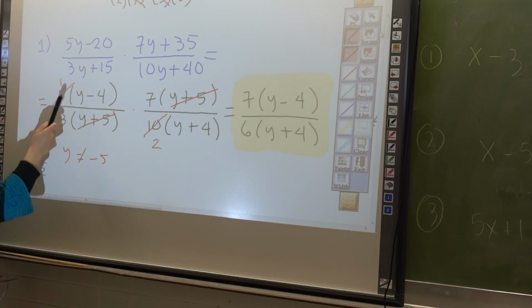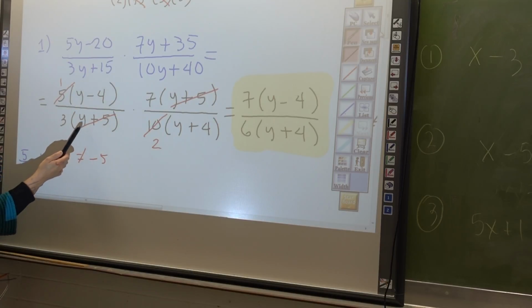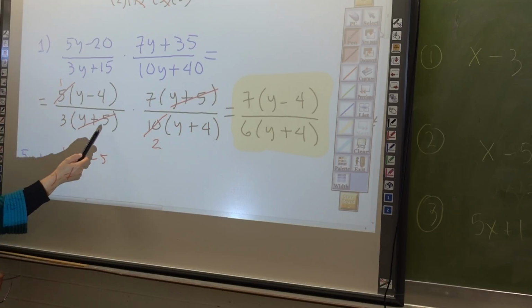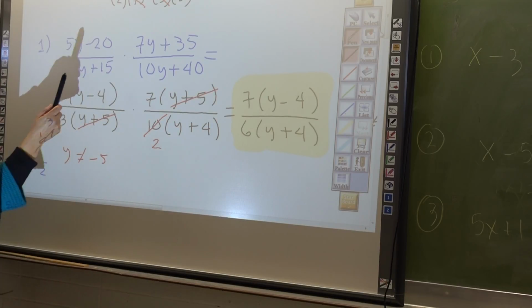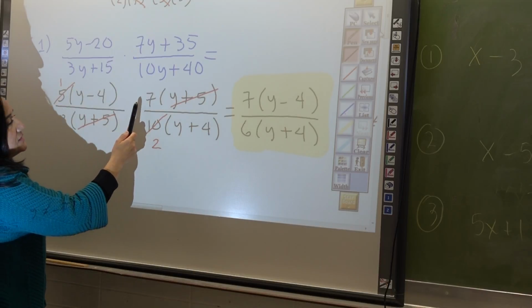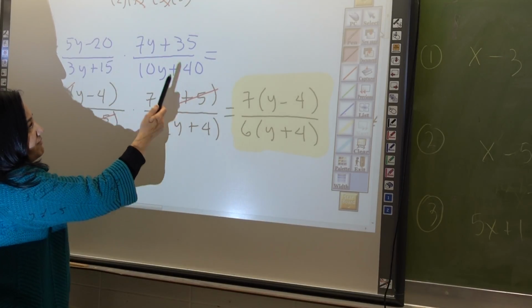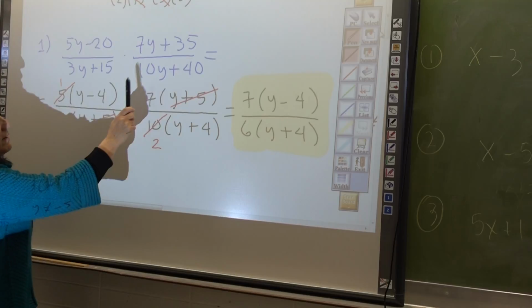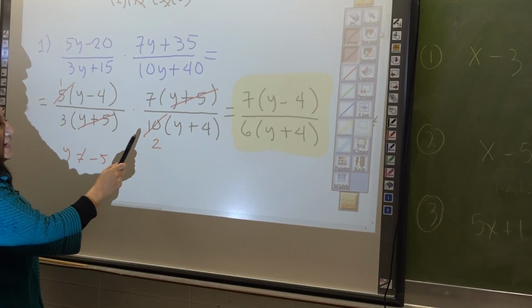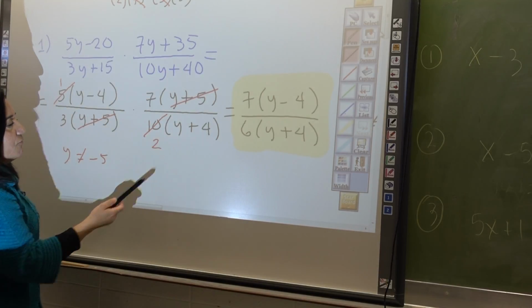Then this one, 3 times y plus 5, right? Because 3y is there, 3 times 5, 15. 7 is in both of them. 7y is there, 7 times 5, 35. And in these two, what you have in common is 10. 10 times y plus 4.